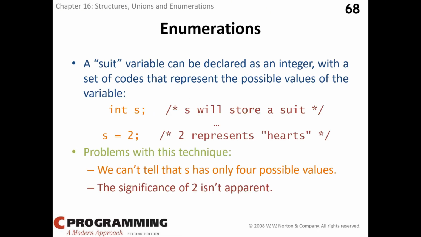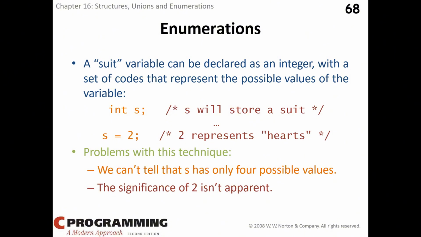So, a pseudo variable can be declared as an integer with a set of codes that represent the possible values of the variable. So here in the example in our slide, we have integer s, which will store a suit, and s is equal to 2, which represents heart. However, there are significant drawbacks to this approach.